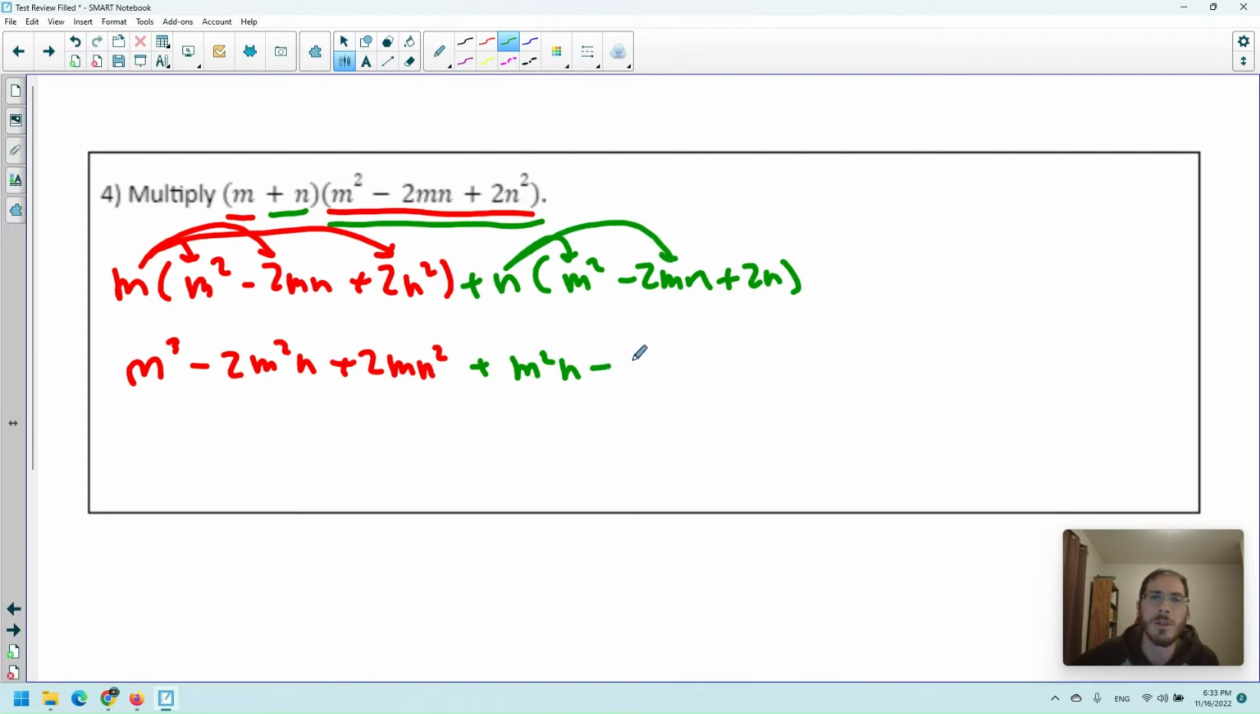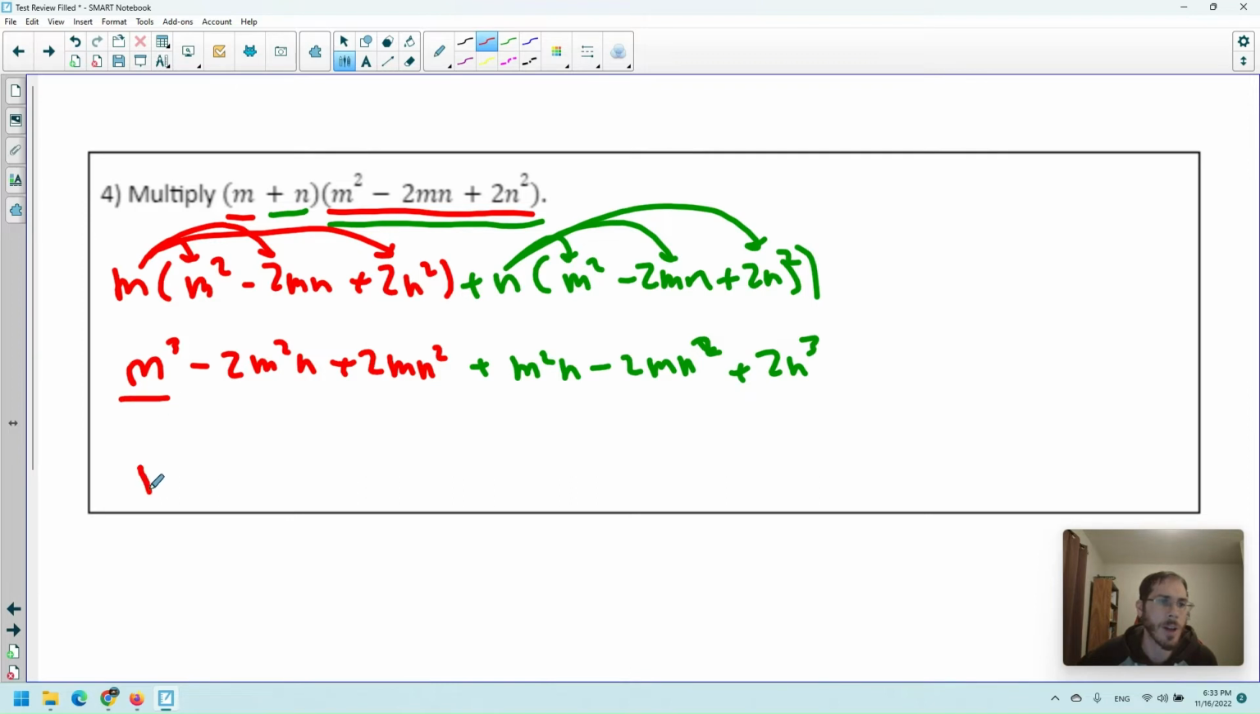N times negative 2mn is negative 2mn squared. And then n times 2n squared is 2n to the third power. All right. Pretty good. So now we see if there's any like terms to combine.